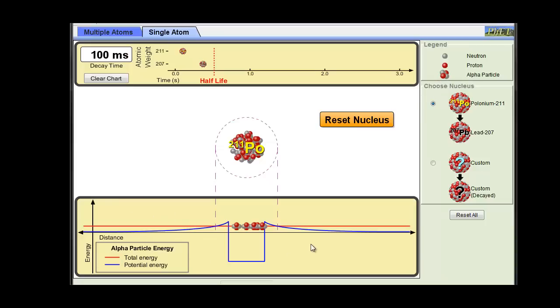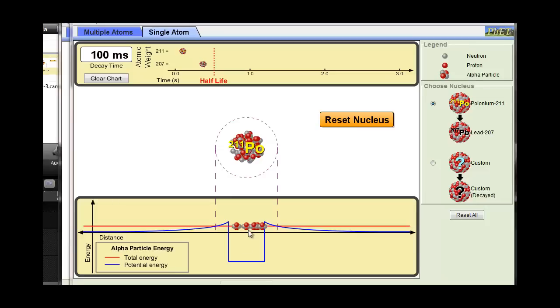The graph down here deals with the energy levels of a collection of alpha particles that make up the nucleus. This blue line represents the potential energy, and the red line represents the total energy in the system. As you can see, the total energy of the system remains constant, and the potential energy is very low inside the confines of the nucleus, and then it's high, but then it gets smaller as we increase in distance away from the nucleus.